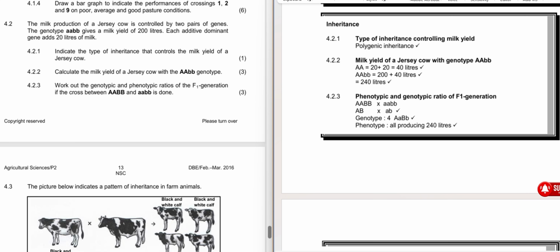4.2.3. Work out the genotypic and phenotypic ratios of the F1 generation if the cross between AABB and AABB is done. Phenotypic and genotypic ratios of the F1 generation: homozygous dominant AABB is crossed with a homozygous recessive AABB. We are going to have our gametes from each parent. On the left side, we have the dominant allele AB, and on the right, the recessive allele AB. After crossing them, we have 4 offspring with the heterozygous alleles. The phenotype is that all our offspring produce 240 liters of milk.